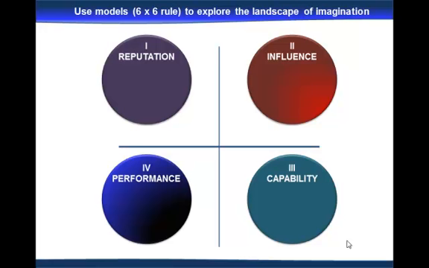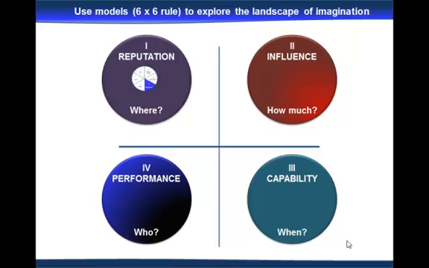So I'm going to use a model that many of us are familiar with called the 6x6 rule. And I want to explore our own performance potential through the landscape of our imagination, our visual imagination. So here we see this reputation, influence, capability, and performance. And I'm going to suggest that the reputational aspect of our performance can be answered by the question where. And the influential aspect of our performance or presentation answers the question how much. Our capability is answered by the question when, and our performance by the question who.